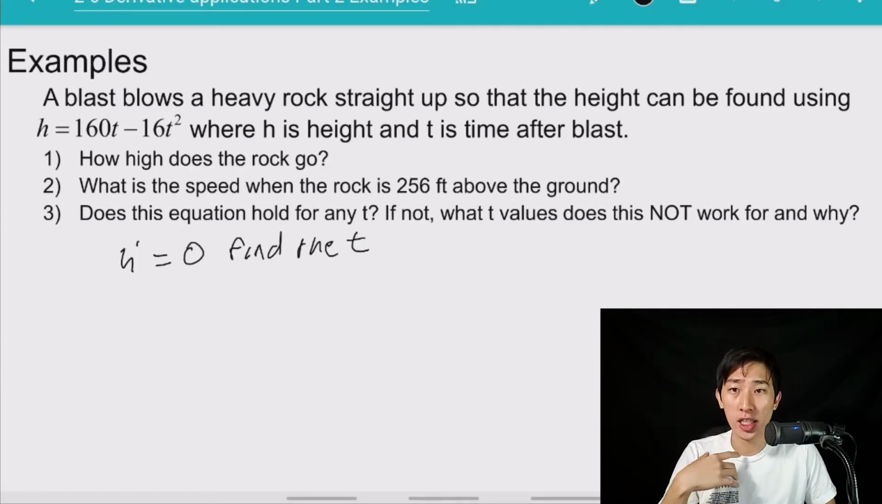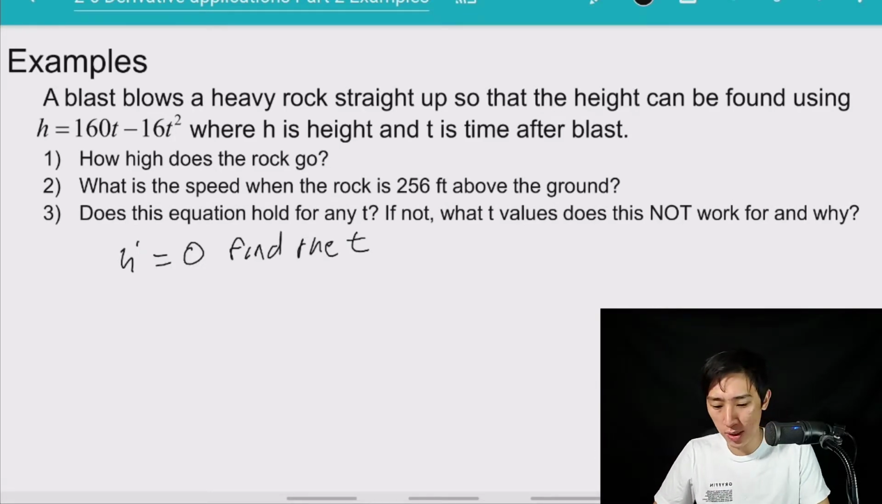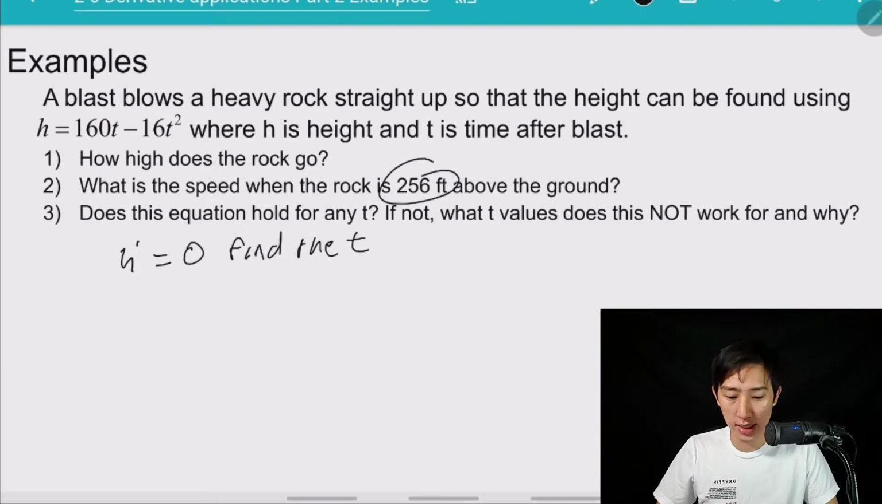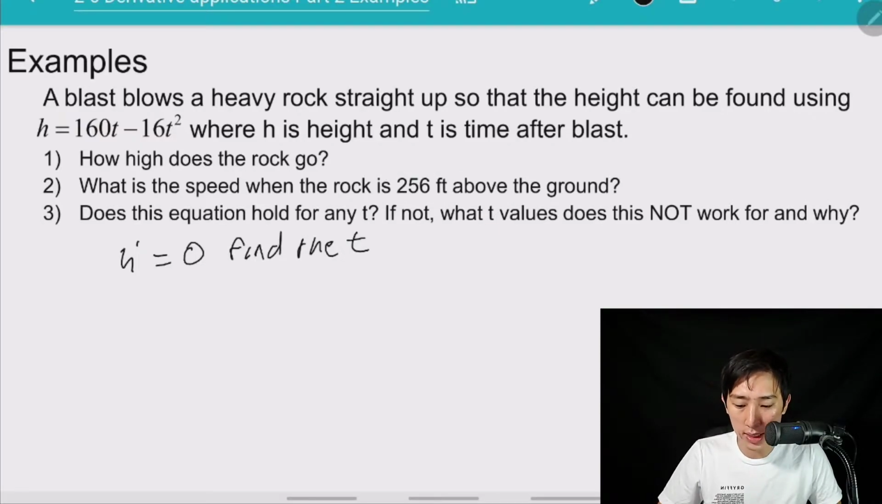Secondly, what is the speed when the rock is 256 feet above the ground? And again, the way that you figure that out is you have to just plug in, well, this is my height. What is the t that the height is going to be equal to 256? So figure out what the t is, and once you know what the t is, then you can just plug that into your h prime.